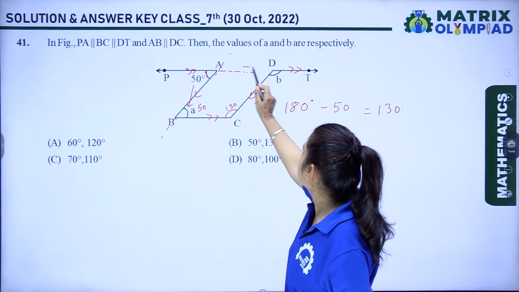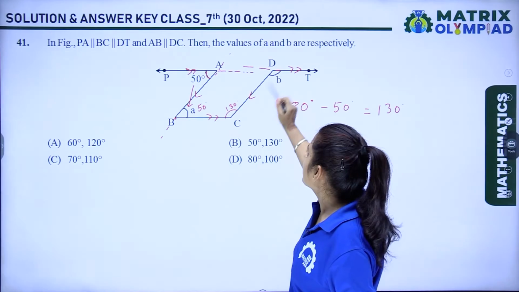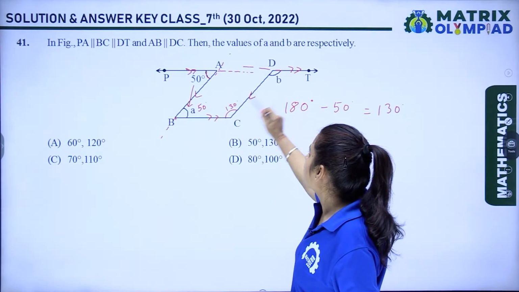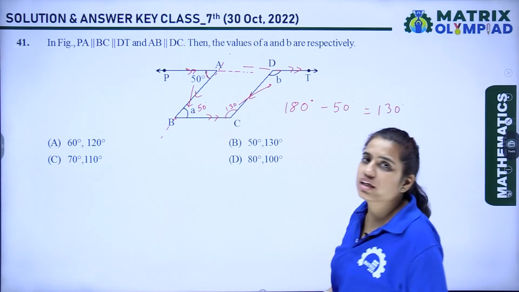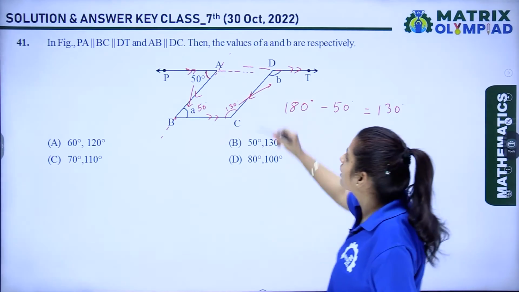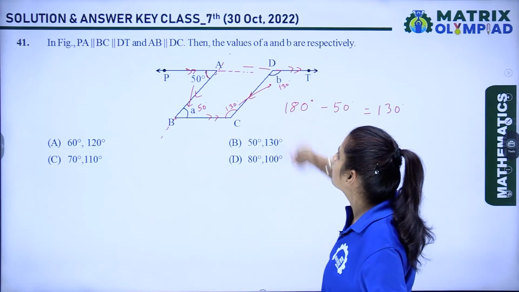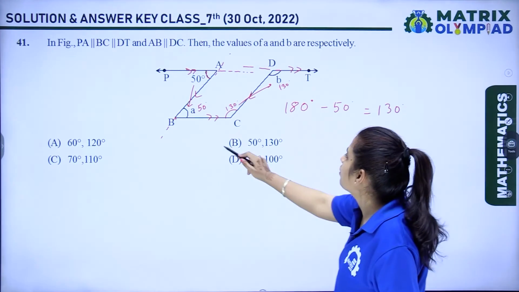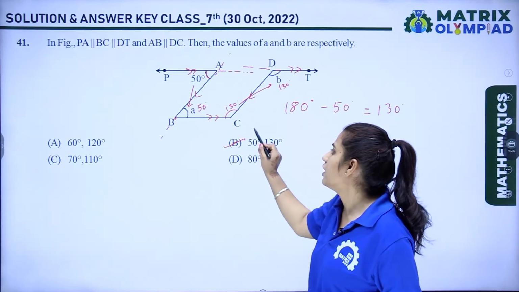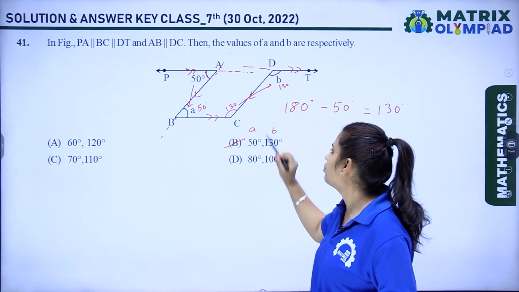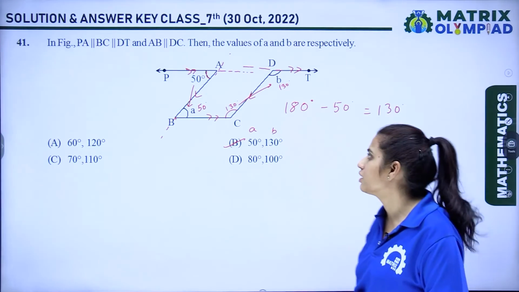And if we extend the DT line, we can see that these two angles are alternate interior angles. So angle B is also 130 degrees. So option B is the correct answer, as A is 50 degrees and angle B is 130 degrees.